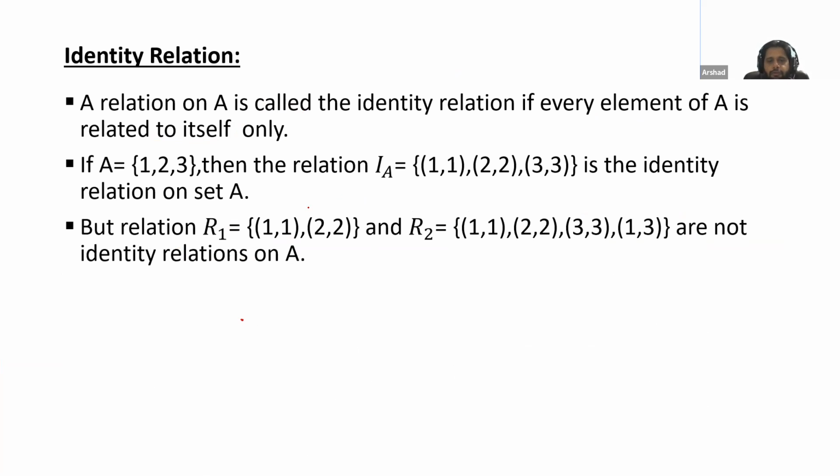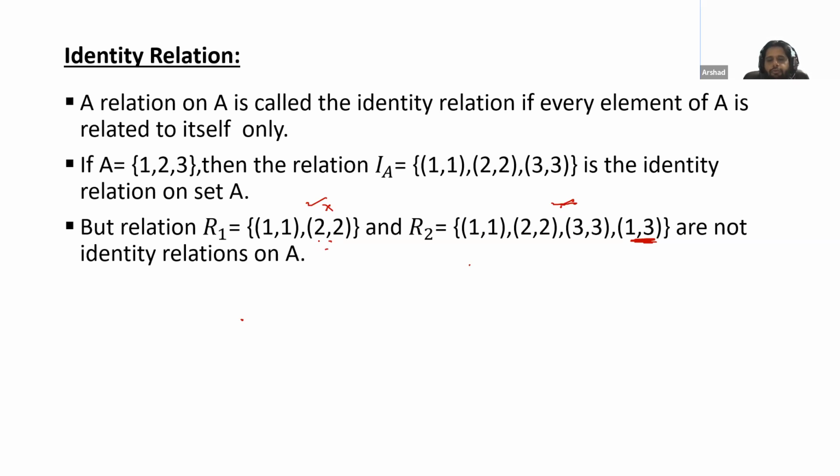So, for example, this one. These are not identity relations. Why is this not an identity relation? Because (3,3) is missing. If we take this example, this is also not an identity relation because (1,3) is present, which is not possible in case of identity relation. Yes, this is reflexive, but this one is not even reflexive. Okay, fine. Please put down this one.